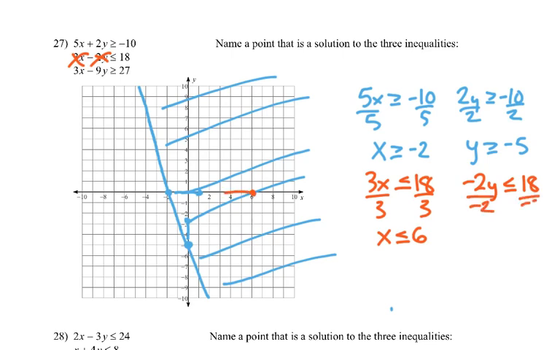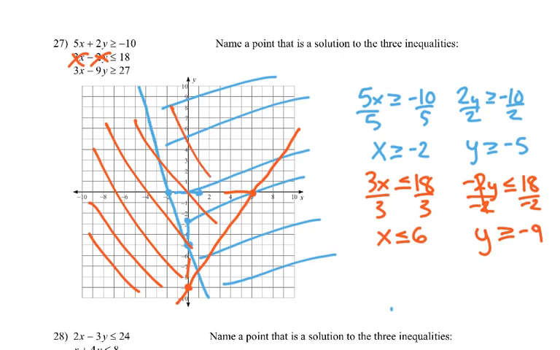Divide by negative. Remember, when we divide by negative, our inequality changes. We get y is greater than or equal to negative 9. Now it's equal to again, so another solid line, and greater than and less than, so I'm shading this direction. Which if it were 2, that would be my answer right there. But we've got this third one now, don't we?